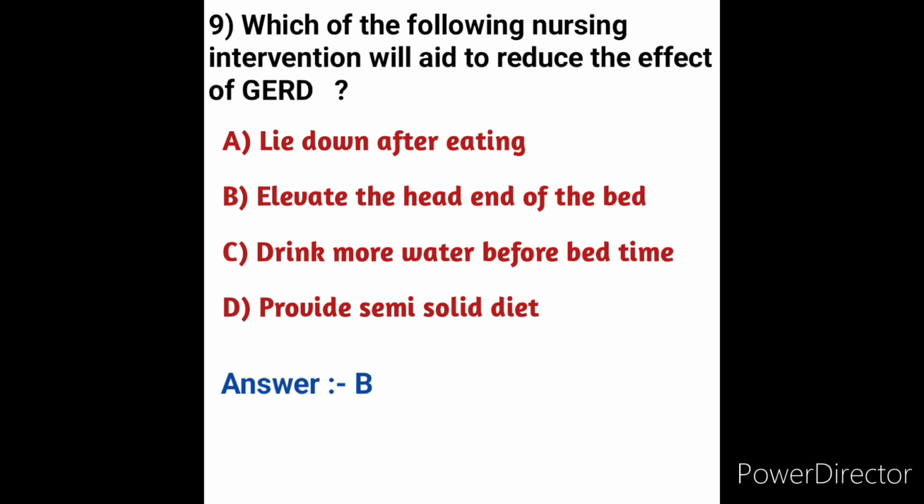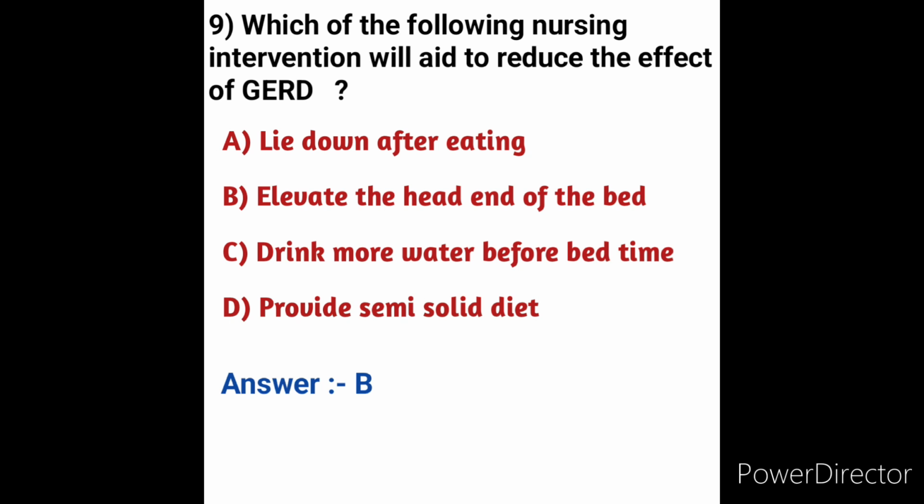Which of the following nursing interventions will aid in reducing the effect of GERD? GERD means gastroesophageal reflux disease. So, we will see the options first. Option A, lie down after eating. Option B, elevate the head end of the bed. Option C, drink more water before bedtime. And option D, provide a semi-solid diet. Here, elevate the head end of the bed is the correct answer, option B.